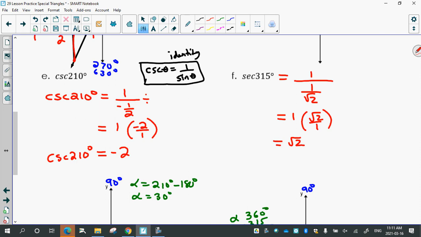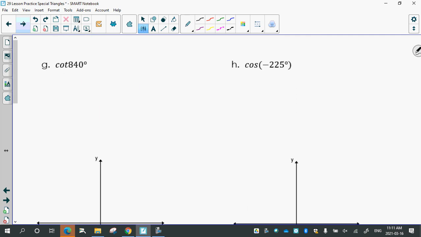Yeah? Okay. And then you can check it on your calculator by doing 1 divided by the cos of 315. The identity is that sec is 1 over cos. I got 1.4142, and root 2 is the same decimal, 1.4142. Okay? So the identity we use to check is that sec of an angle is equal to 1 divided by the cos of the angle. Okay? Okay, G, 840 degrees.